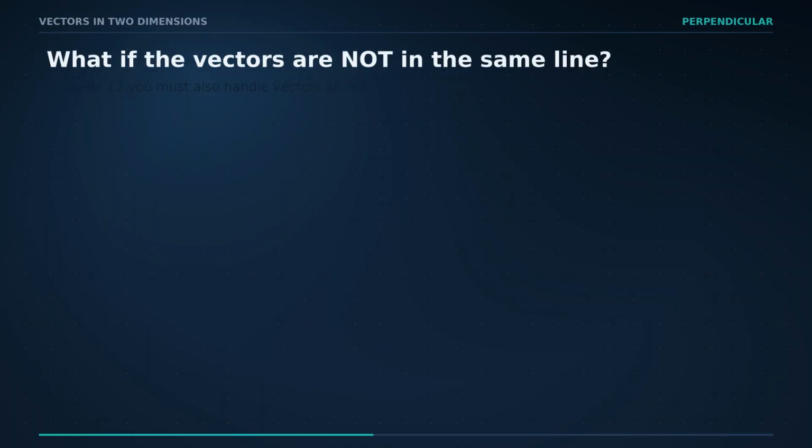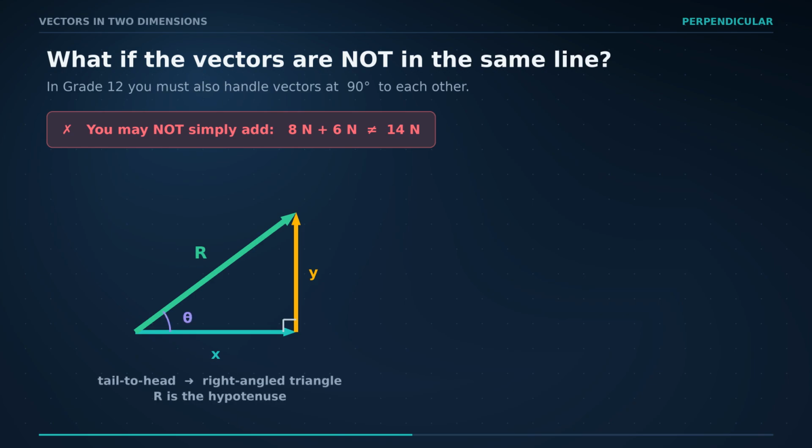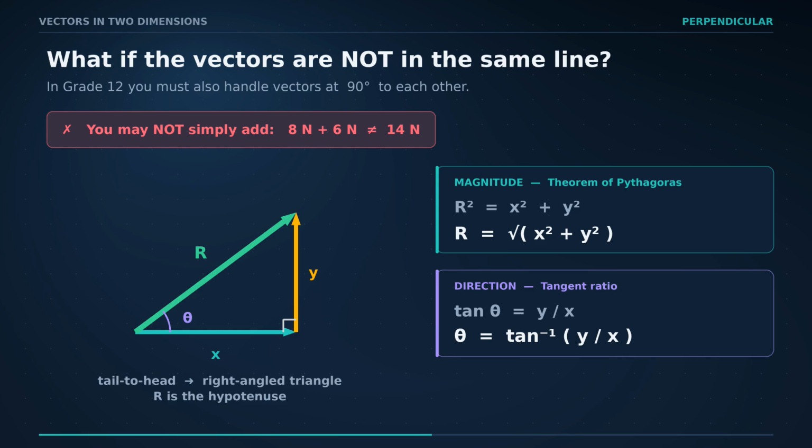But what if the vectors are not in the same line? In grade 12, you must also handle perpendicular vectors, that is, vectors at 90 degrees to each other. Here, you may not simply add the magnitudes. Draw the 2 vectors tail to head, and they form a right-angled triangle, with the resultant as the hypotenuse. Use the theorem of Pythagoras for the magnitude and the tangent ratio for the direction. R squared equals x squared plus y squared, and theta equals the inverse tangent of y over x.